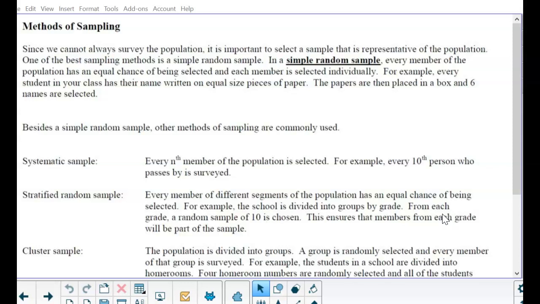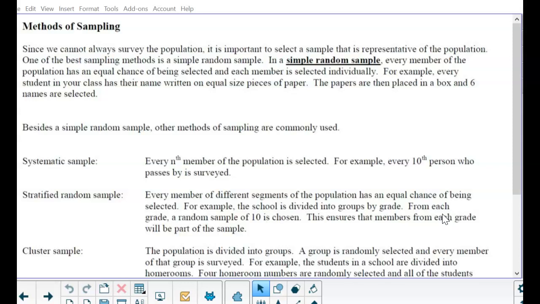That's different from cluster sampling, where groups are what's random. You have a bunch of groups and you randomly choose a group and you survey everyone in that group. The example that we give here is homerooms. If we have all of our homerooms, teachers' names, and we randomly sample the teachers' names, then we survey everyone in those particular homerooms. That would be what's called a cluster, because you're taking a cluster out to sample.